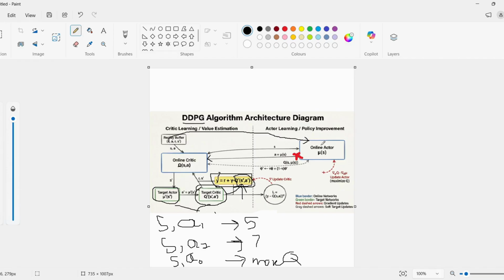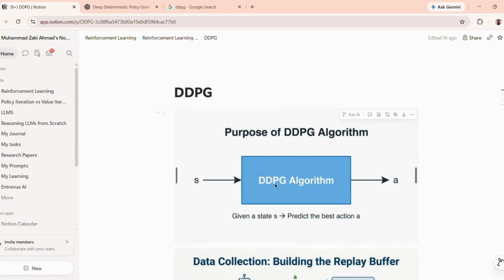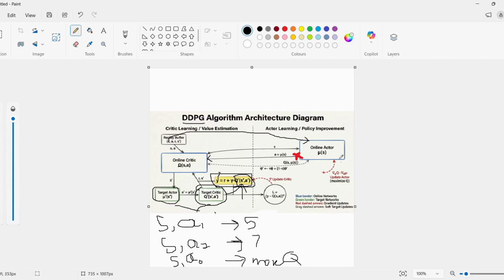Does something click here? What is the promise of the DDPG algorithm? The promise of the DDPG algorithm is that if you pass a state S into me, I'm going to give you the best action A that you can take from this state S. Isn't it the same thing that this actor is doing? After training, it is going to give you the best action A that you can take from the state S. This is, my friends, how the DDPG algorithm works.